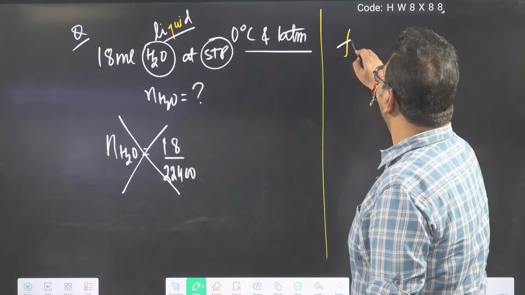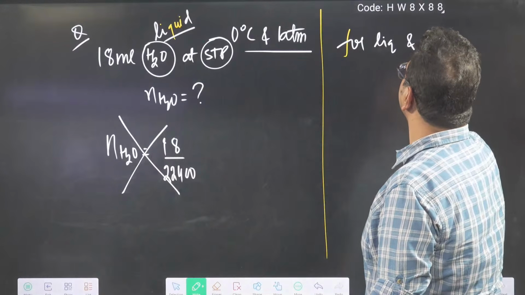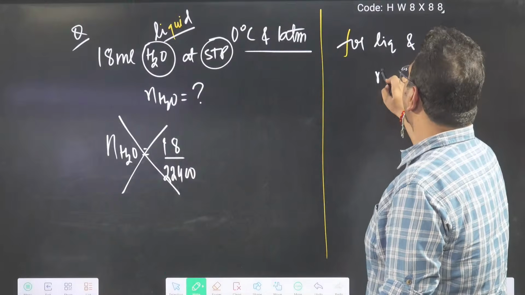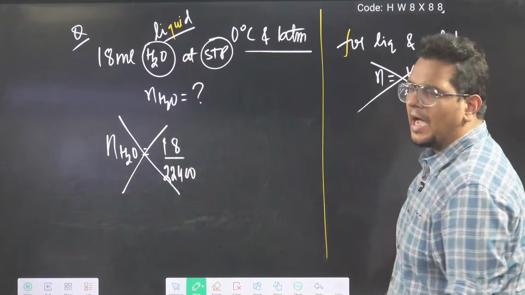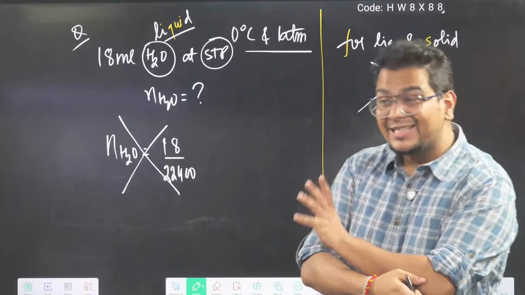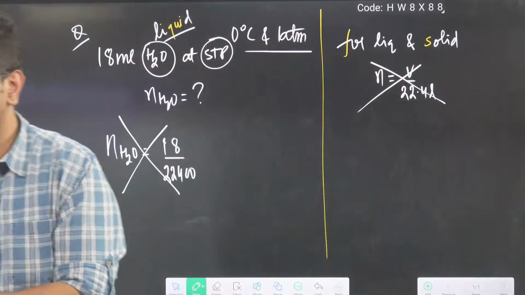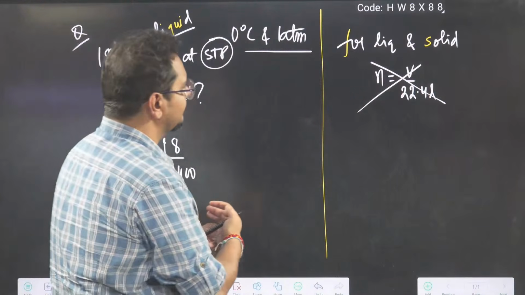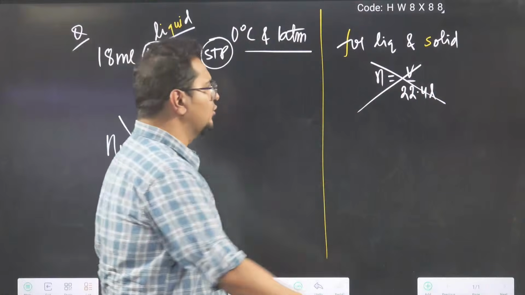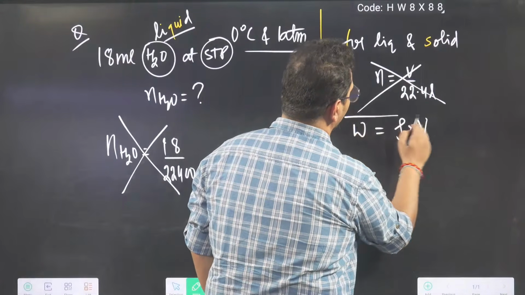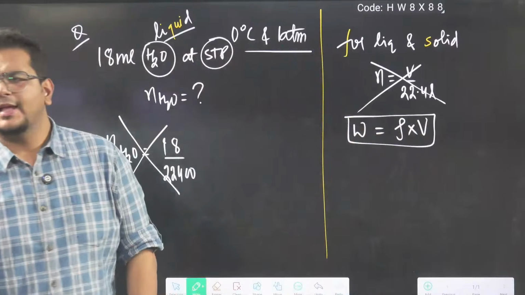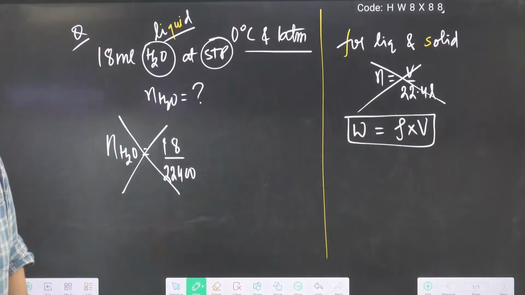So for liquid and solid, you cannot apply this formula, bhai. There is no such formula in our notebook. Our formula is volume of a gas at STP. So for liquid and solid, what we do? We use weight is equals to density into volume. If volume given, I will multiply with the density and find weight.